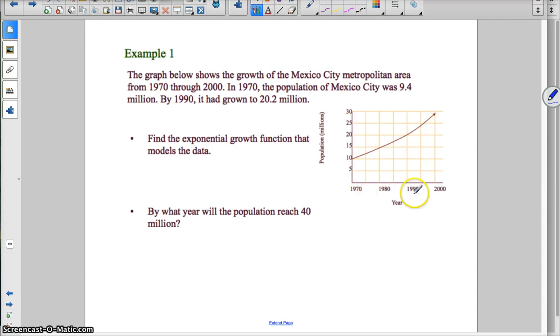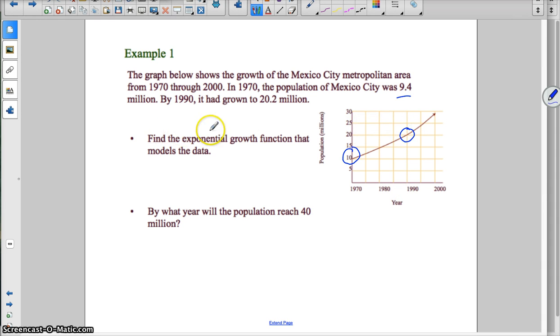If you look at our x-axis, where independent data lies, we begin at 1970 and this goes through the year 2000. In 1970, the population of Mexico City was 9.4 million. By 1990, it had grown to 20.2 million. So our dependent variables lie along the y-axis. In this case, our dependent variable is represented by population, and you can see that in 1970, our population is approximately 9.4 million, and by 1990, it had grown to 20.2 million.